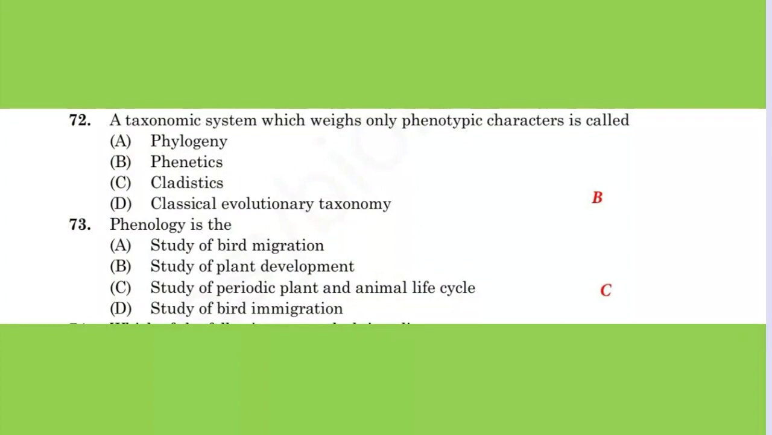Phenetics is an attempt to classify organisms based on overall similarities, usually in morphology or other observable traits, regardless of their phylogeny or evolutionary relation. So option B is the answer to this question. Let us read the other options, like phylogeny. In phylogeny, classification of organisms is based on evolutionary history and a common ancestry of the organisms. It gives us the underlying cause of the differences in genetic diversity of the organisms.